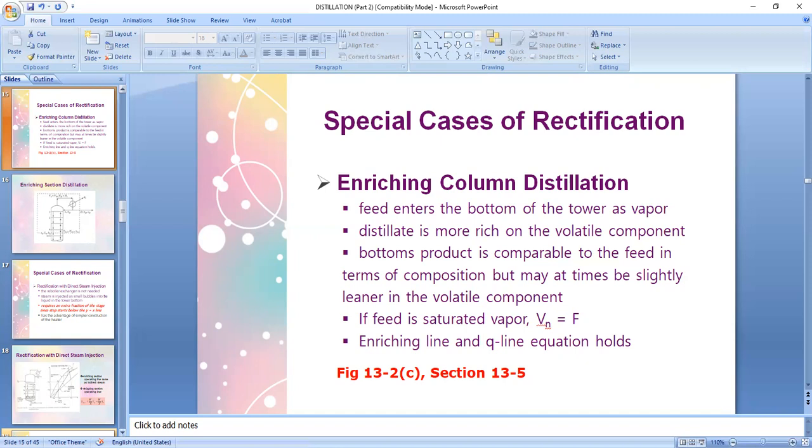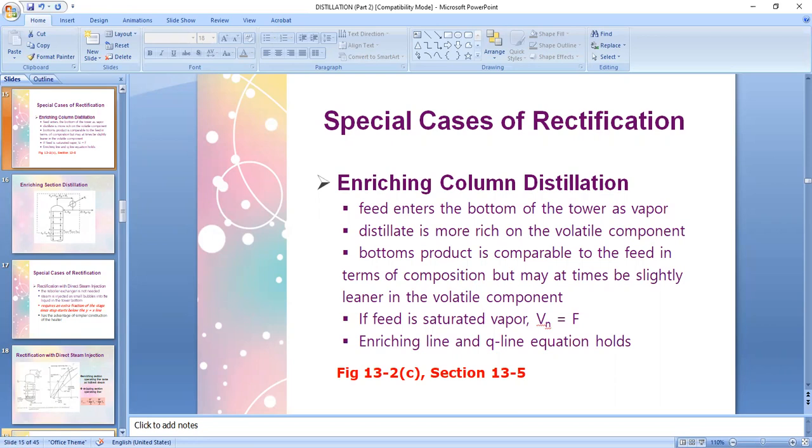Distillate is more rich in the volatile component. Bottoms product is comparable to the feed in terms of composition, but may vary slightly or be slightly leaner in the volatile components. So most of the time, your bottoms liquid in terms of composition is similar to your feed. However, if you're going to compare the composition of the more volatile component present in the feed, sometimes the bottoms liquid has less of that than that of the feed. But oftentimes, they have the same composition.